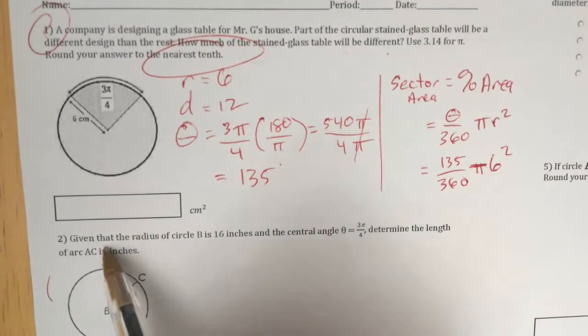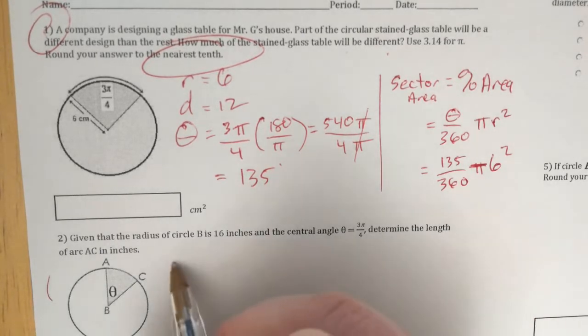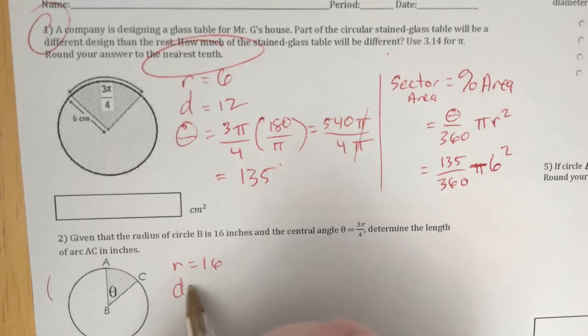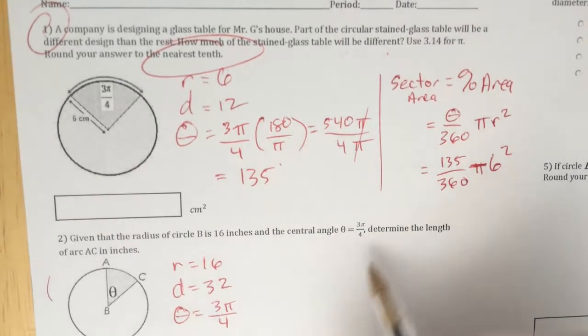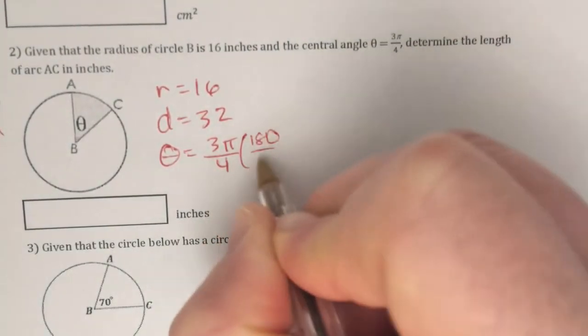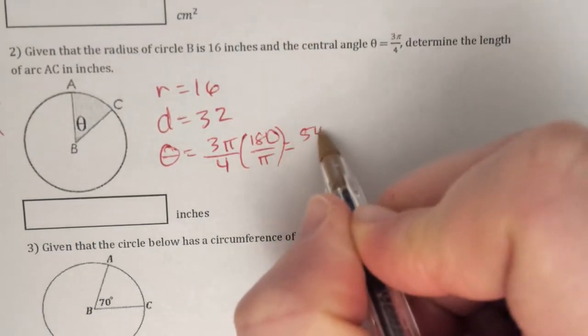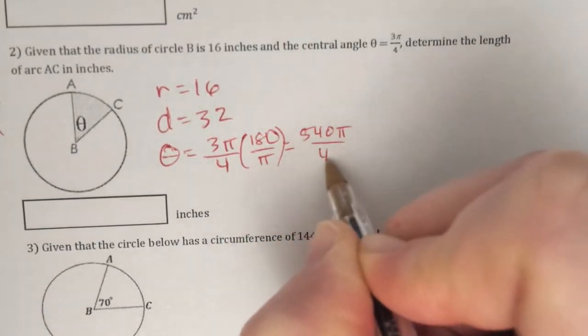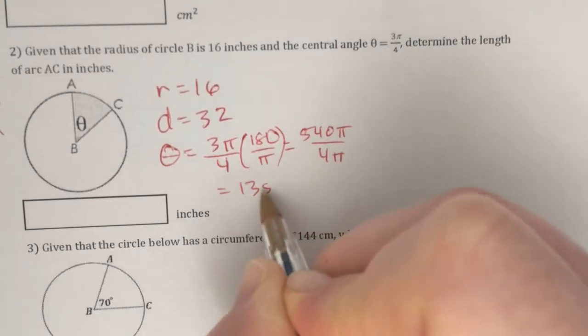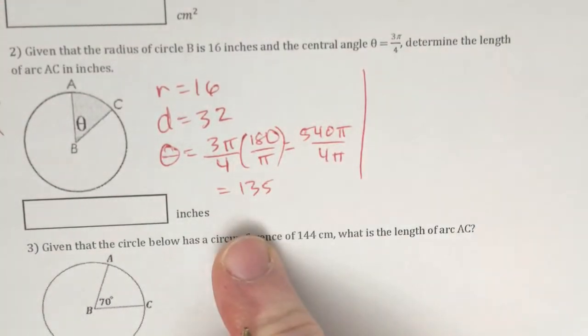All right, number 2. Given that the radius of a circle is 16, thus the diameter would have to be 32, and theta is 3 pi over 4. So we have to change that into degrees before we can start this, right? So multiply by 180, divide by pi, multiply straight across. This should look super familiar because we just did it. So that's 540 pi all over 4 pi, and we get 135. So that is our angle.